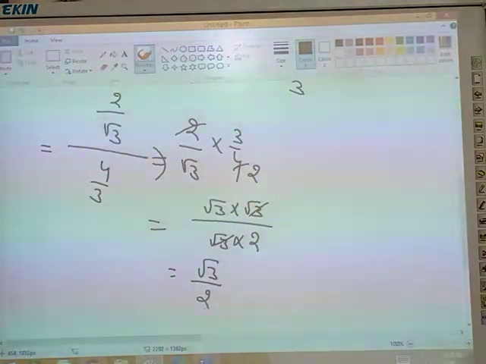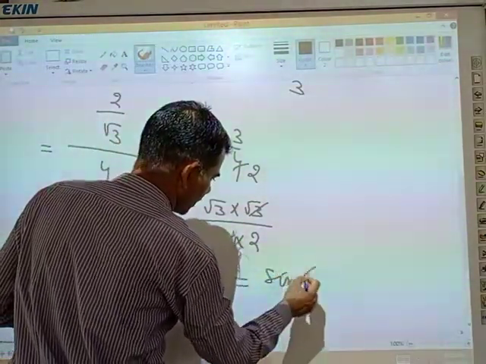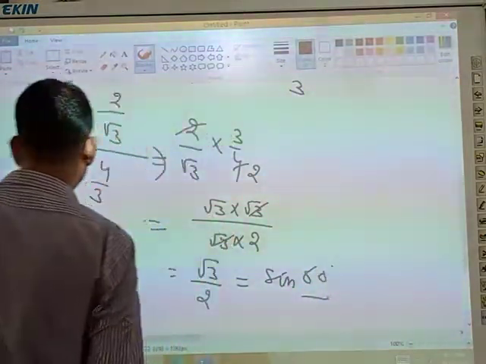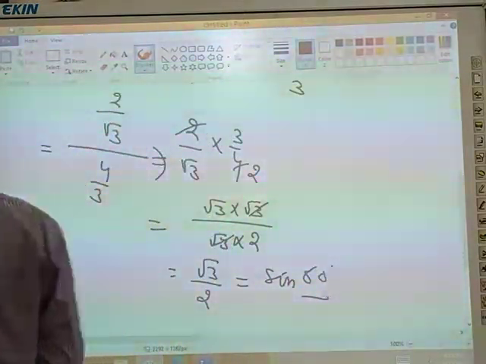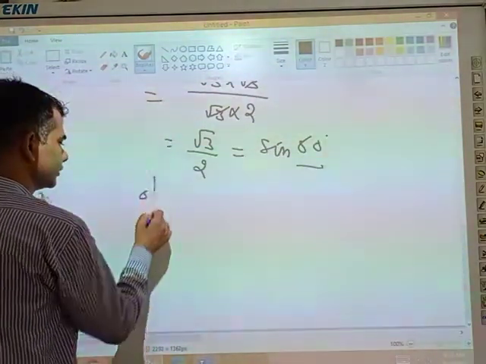Root 3 by 2 is sin 60 or cos 30. Which option is sin 60? That is equal to sin 60. Your option A is correct. Okay. Yes, sir. Option A is correct.